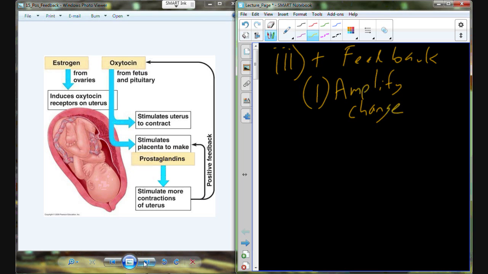Now, remember, what is the signal here? Pressure from the baby's head. Oxytocin interacts with the uterine tissue, called the myometrium, and begins to cause that myometrium to contract. And as it contracts, what's happened to the baby's head? You get even more pressure on the cervix, and another flood of oxytocin to cause even more pressure. And then a variety of other things begin to happen.